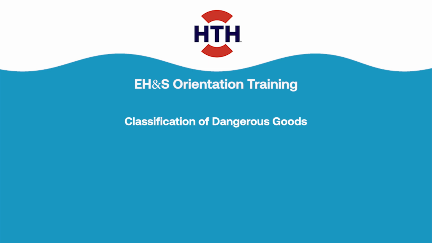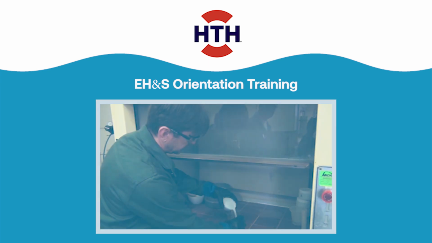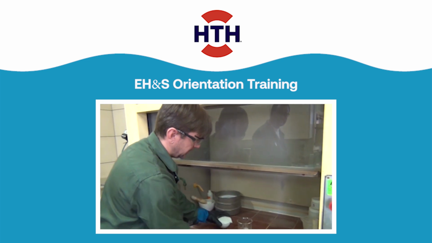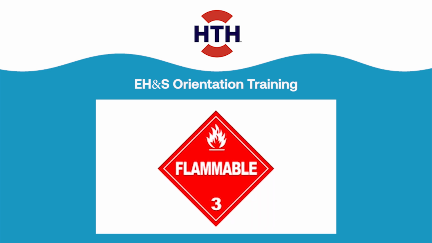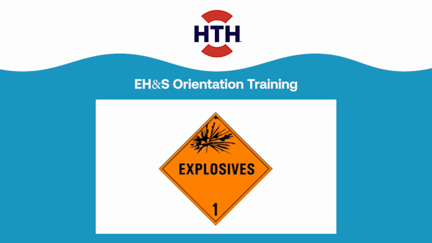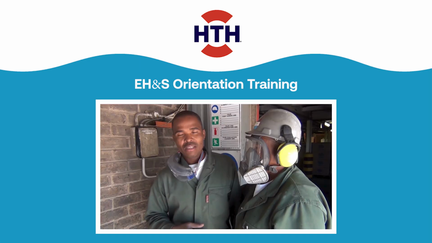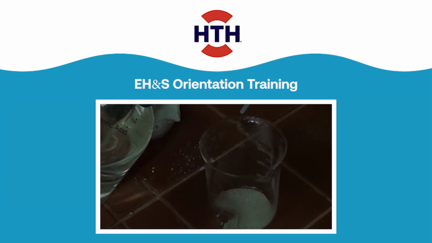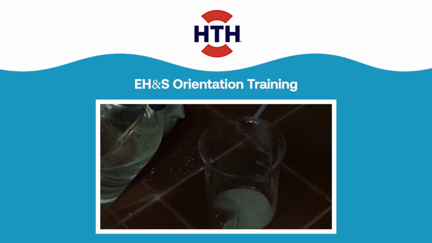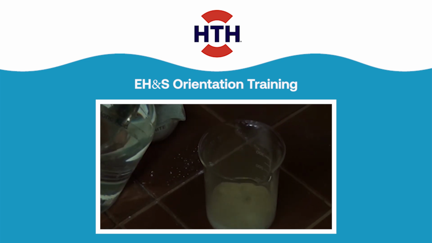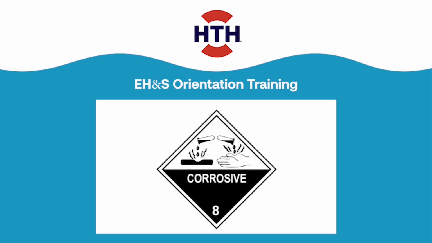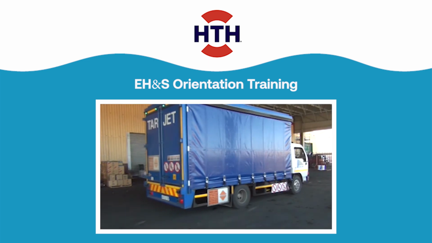Classification of dangerous goods. System of classification. Goods may be dangerous for a number of reasons. They might be prone to catch fire or explode, harmful to health, reactive with other materials, corrosive to human tissue, or unstable in transport for some reason.